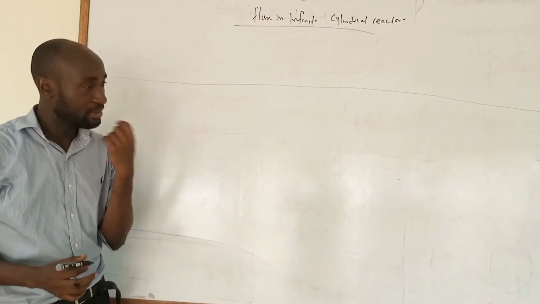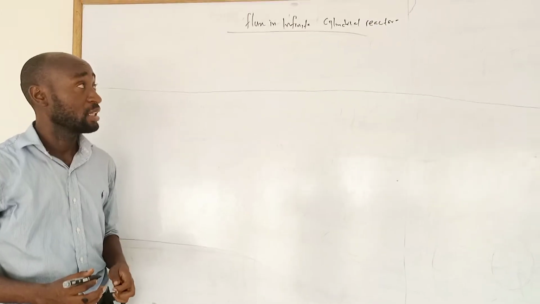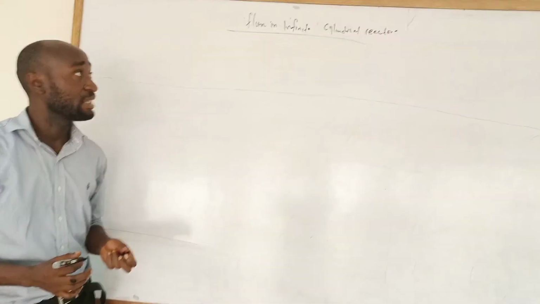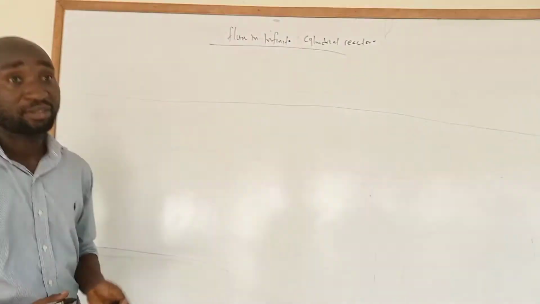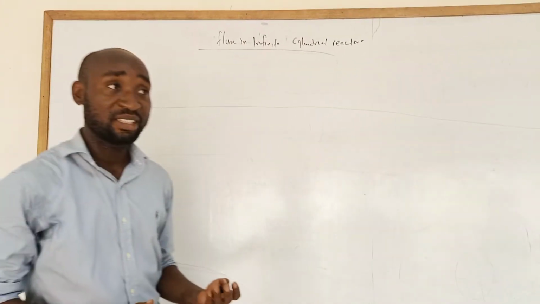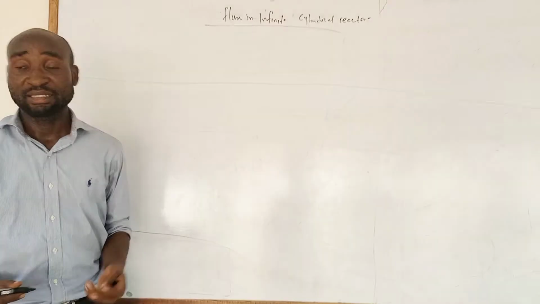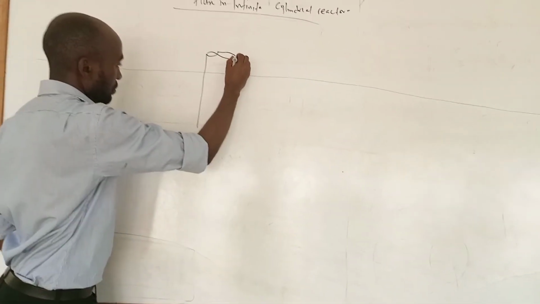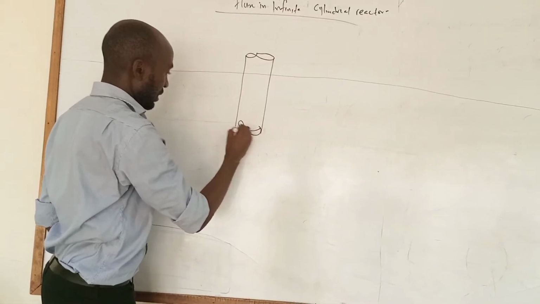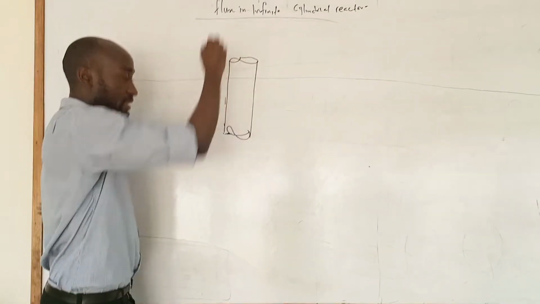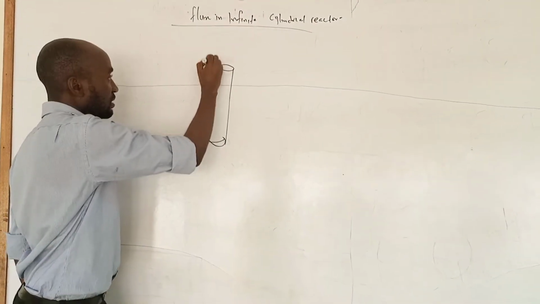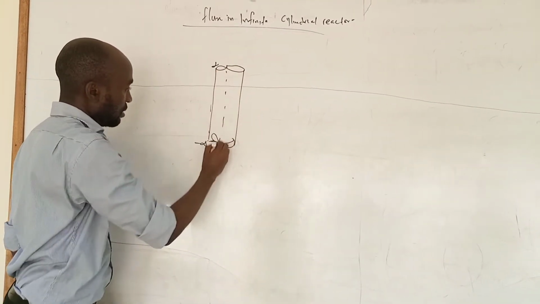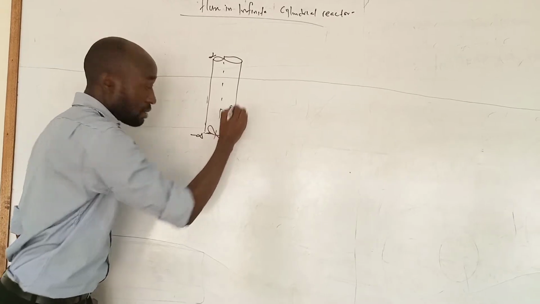We are now at the last section of this chapter, where we want to look at the flux inside an infinite cylindrical reactor. What I mean by infinite cylindrical is a cylinder that along the axial part is from minus infinity to infinity, but the radial part is R.